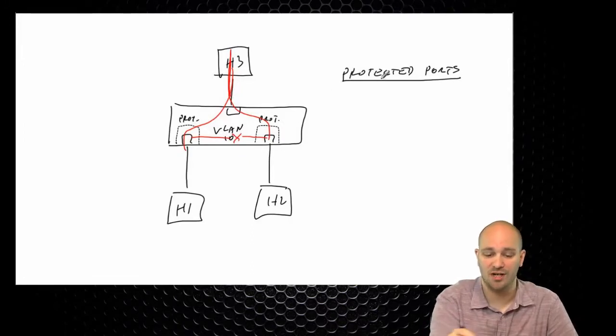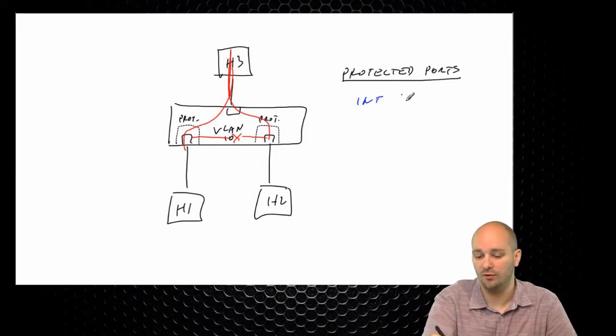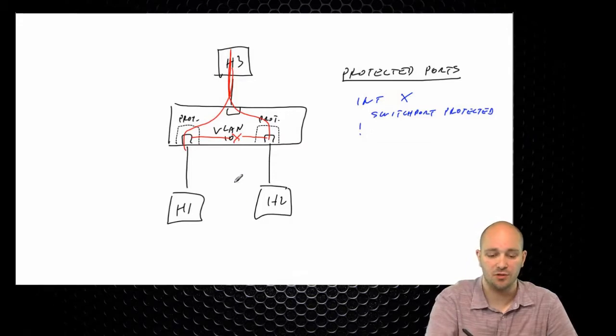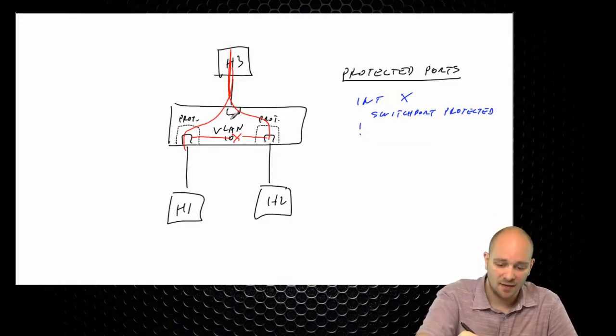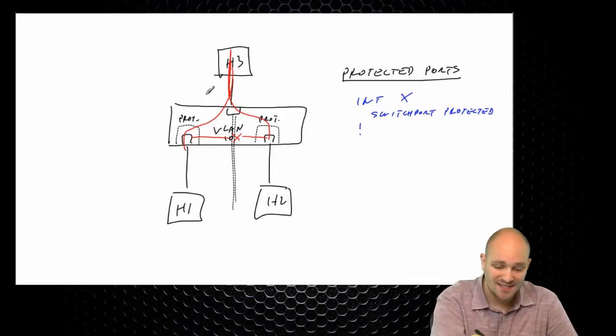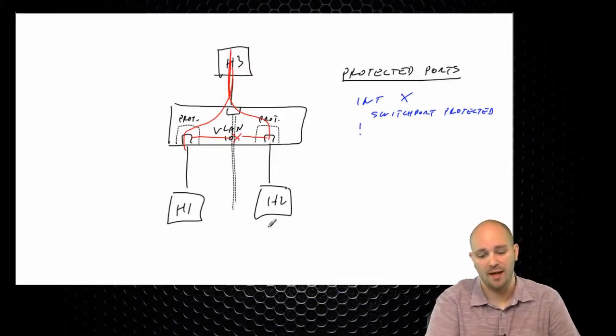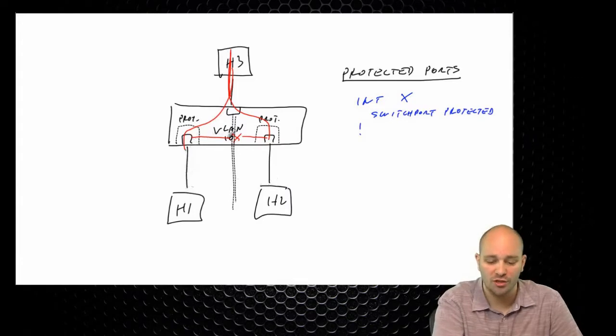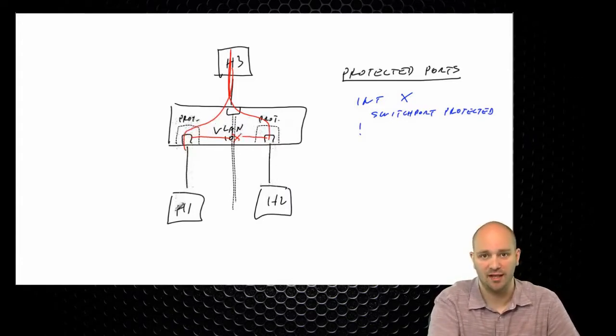And protected ports are still supported today, and you can configure them if you go to interface X and you say switchport protected. You're basically going to enable this feature here. This provides, for lack of a better word, segregation inside this VLAN. So this is still considered to be the same VLAN, but these two hosts can no longer send traffic between each other because they are behind these protected ports.